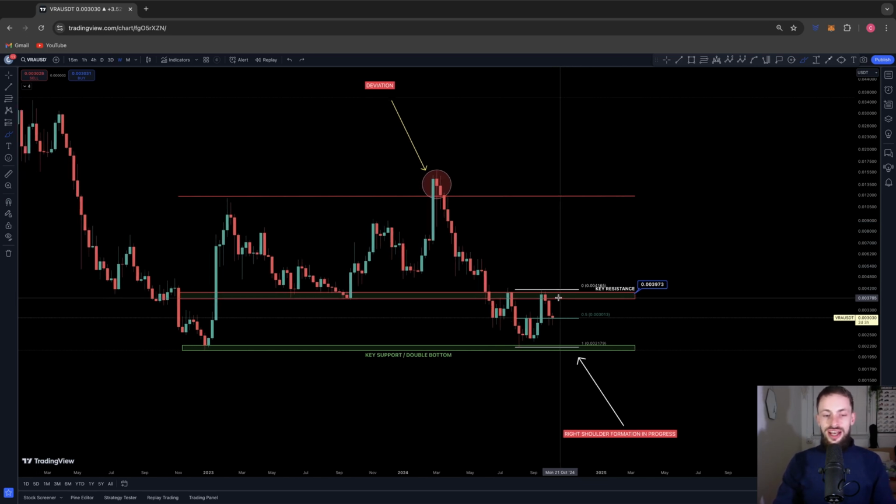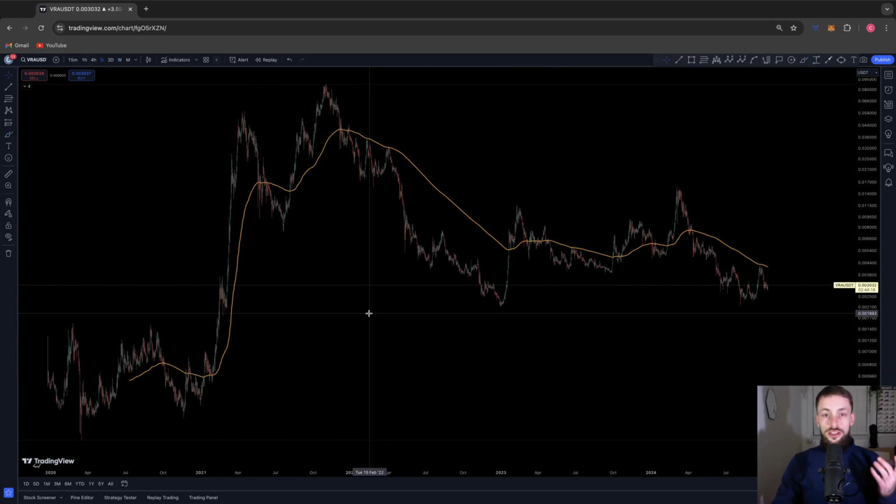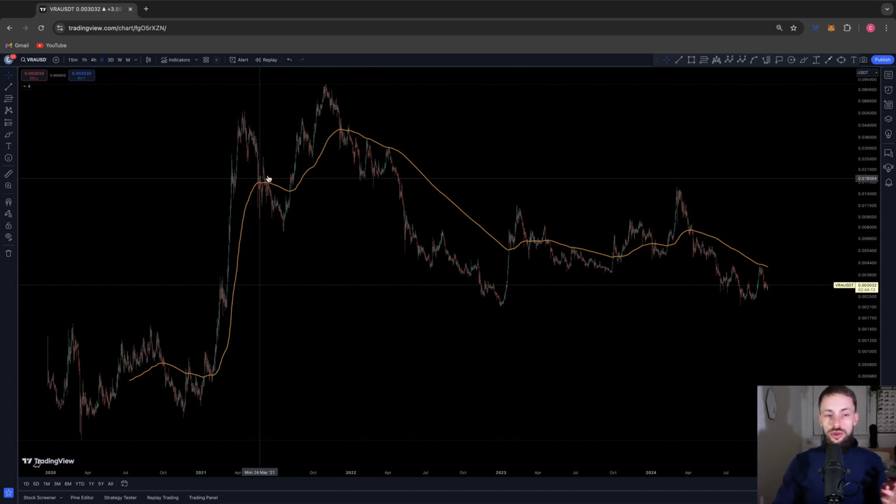I will monitor this as we move forward, but right now so far so good. If we analyze the daily time frame, we'll see what's going on there very quickly, so bear with me one second. So on the daily, there was something completely different that I wanted to show you, and this was the 200 daily EMA. So the daily 200 EMA, and it's this orange line right here.